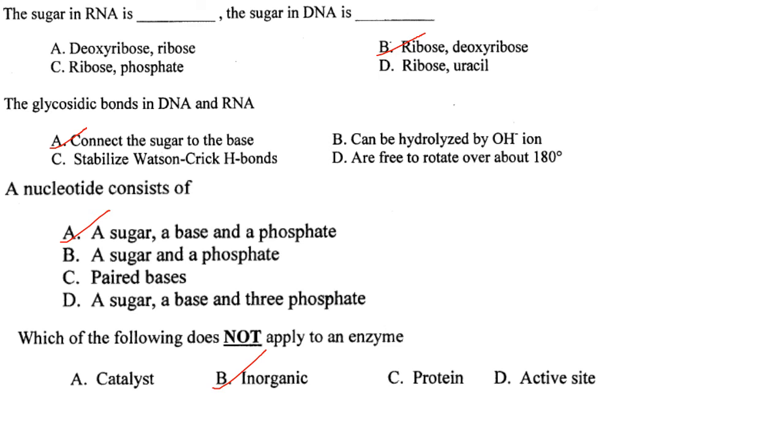Then, a glycosidic bond in DNA and RNA connects the sugar to the base, can be hydrolyzed by OH minus ion, stabilizes Watson-Crick hydrogen bonds, or is free to rotate over about 180 degrees. The glycosidic bond links the sugar with any of the 4 nitrogenous bases, and it is a type of covalent linkage found in either DNA or RNA. So it connects the sugar to the base.